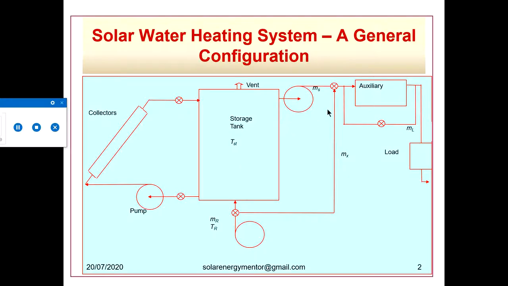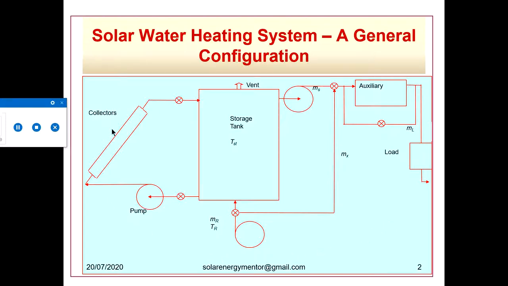Sometimes the temperature of water in the storage tank is more than the desired temperature. For example, if the load or the demand temperature is 60 degrees Celsius, and maybe in the month of April or May the storage tank has a higher temperature, say 75 degrees Celsius, then some makeup water at room temperature is mixed with the hot water, and it is made to 60 degrees Celsius. After mixing, the 60 degrees Celsius water is supplied to the demand. That's how the demand is met.